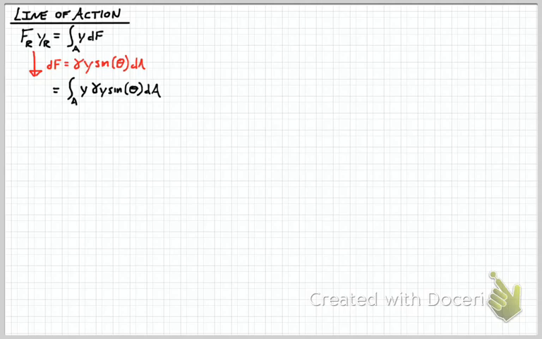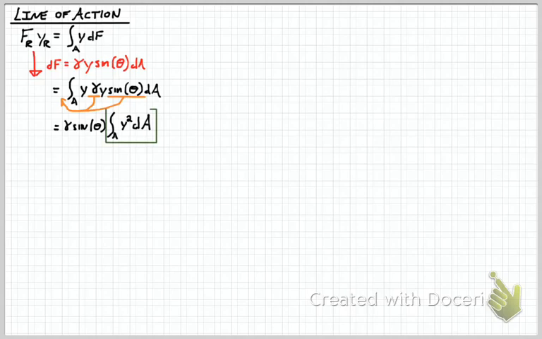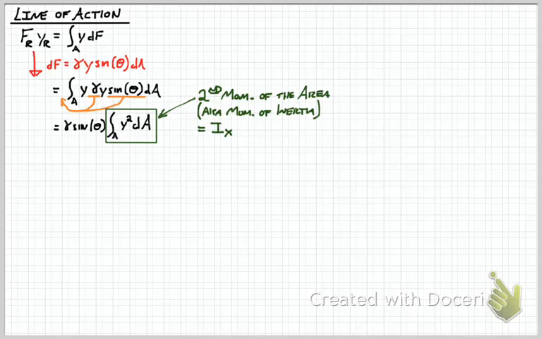We make that substitution. We can pull the two constant values, specific weight and sine theta, out front, and we end up with an equation that looks something like this. Now, we can realize that the term inside the integral is actually the second moment of the area. This is describing the distribution of the area about any axis, sometimes called the moment of inertia, and in our textbook this is abbreviated with a capital I sub x.